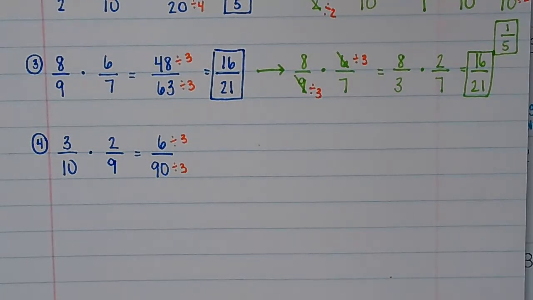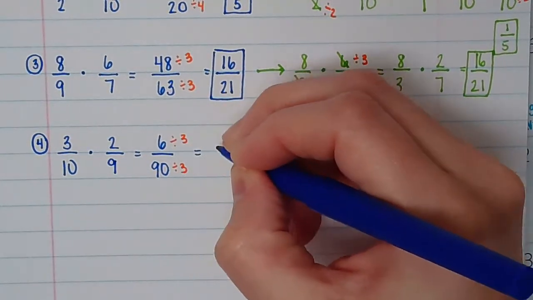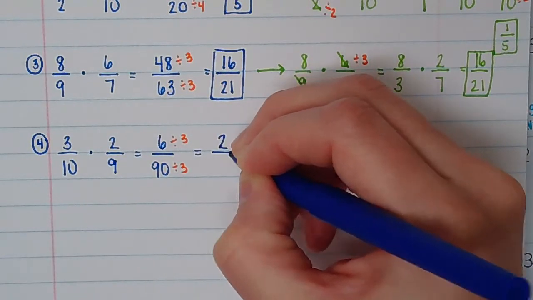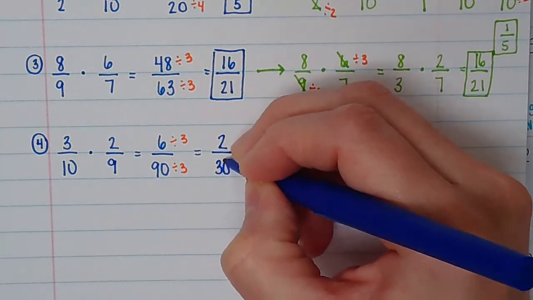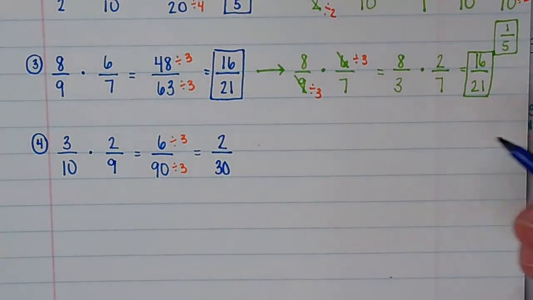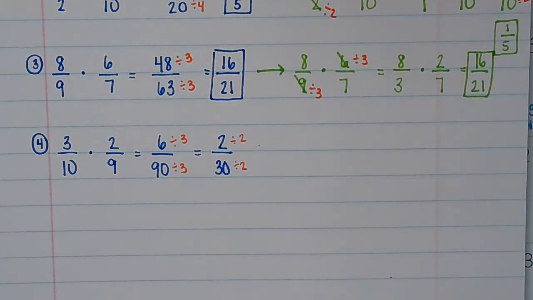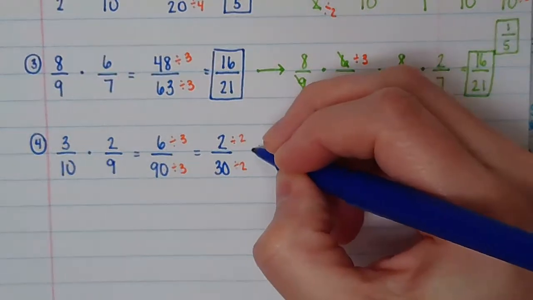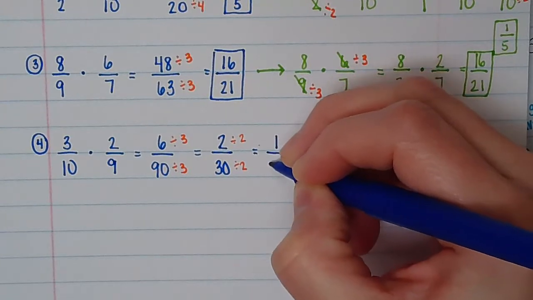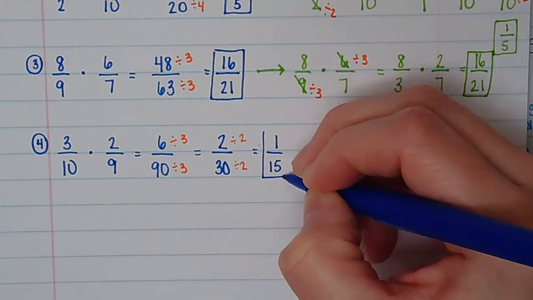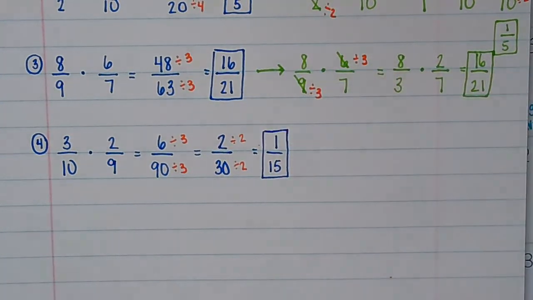Remember, the bigger number, the less steps you have to do. So 6 divided by 3 is 2. 90 divided by 3 is 30. All right. And then what goes into both of those numbers? That would be 2 again. Or 2. Last time it was 3, sorry. So 2. So then if I do 1 there and a 15 here. Okay. But once again, I could have cross-canceled.